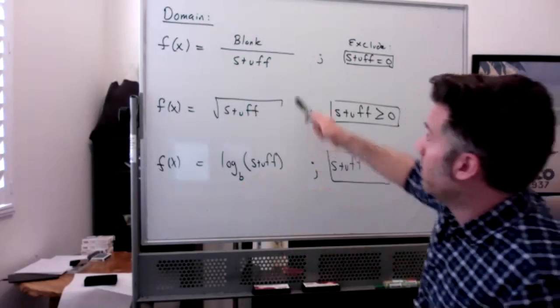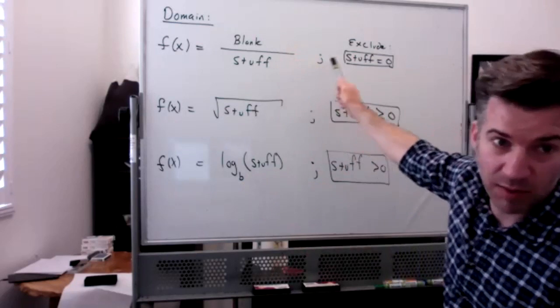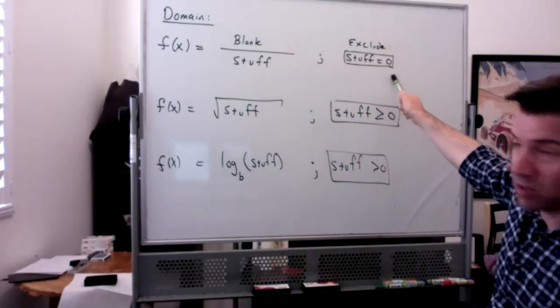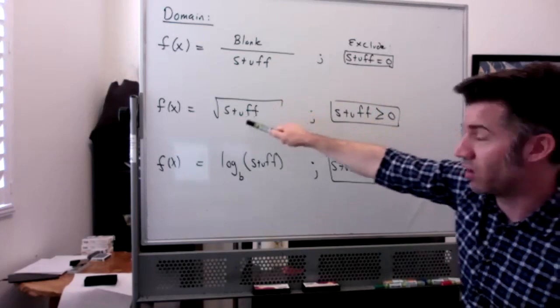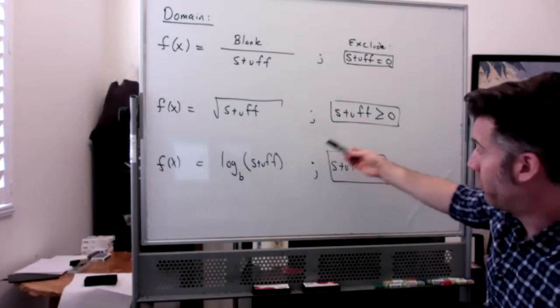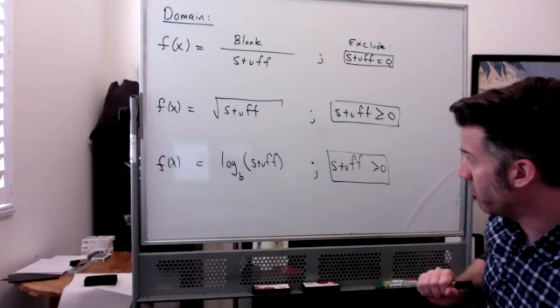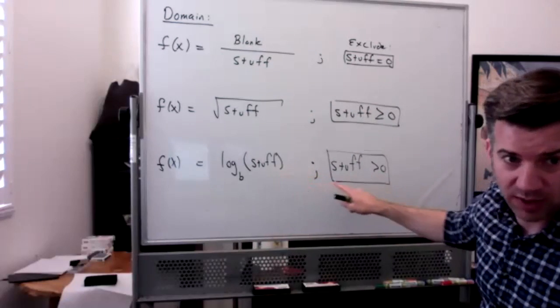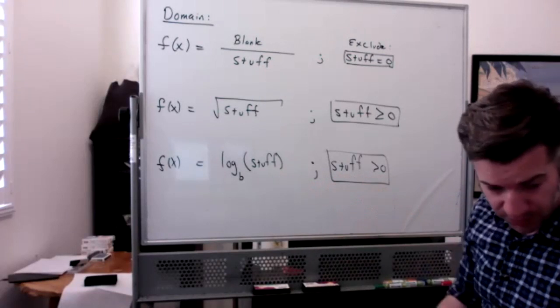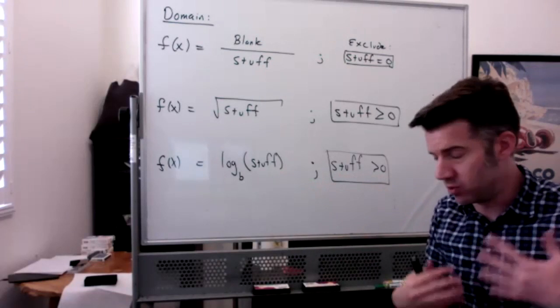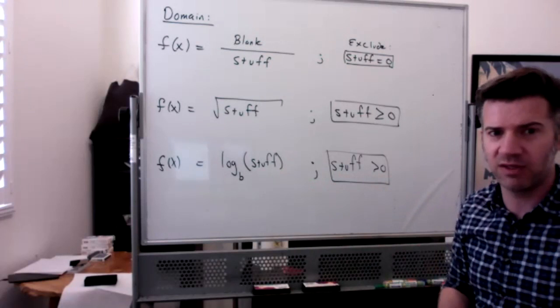So if you have division, we usually say we want to exclude where the denominator is equal to 0. If you have a square root or any even root, you want the stuff inside the square root to be greater than or equal to 0. And if you have a logarithm of some stuff, you want the inside stuff to be strictly greater than 0.